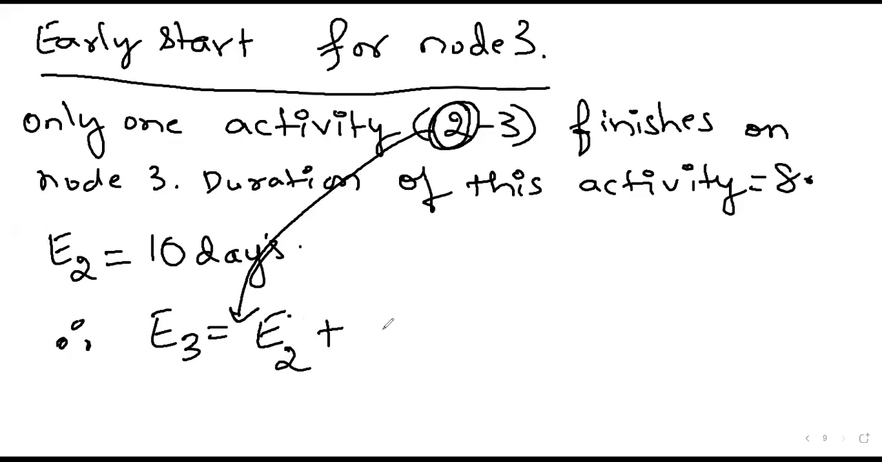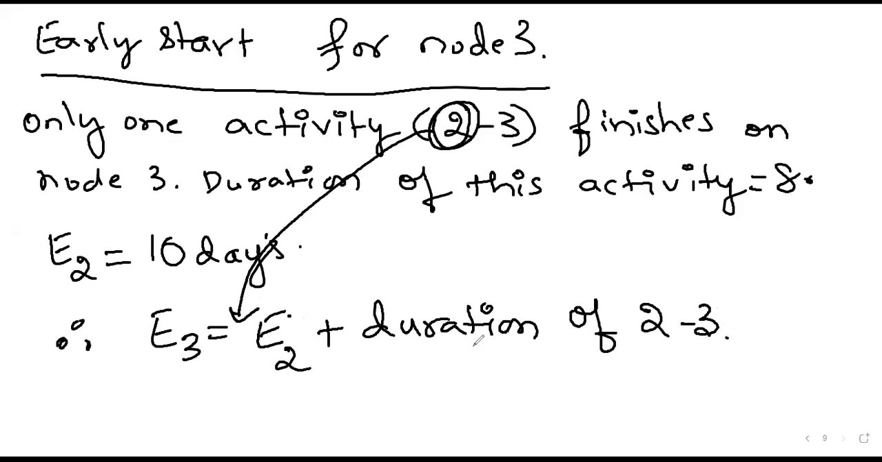So E2 plus the duration of 2-3. 10 plus 8, 18 days. Correct? Everyone getting the same answer?